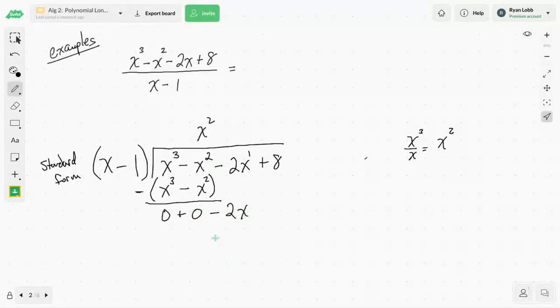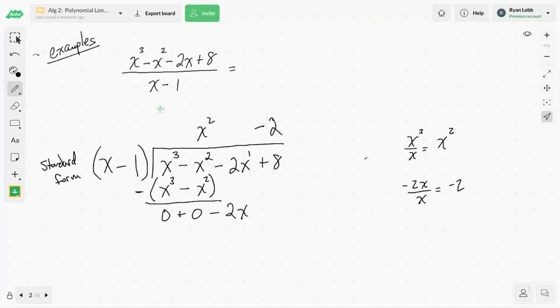Now you repeat. You take this right here and you divide by x. You're always only going to be using the first term of your divisor. So we go over here and say, what's negative 2x divided by x? We get negative 2. I like to line everything up, so I'm going to put the minus 2 over the constant here. And now what do we do with the negative 2? Distribute, right? Negative 2 times everything out front.